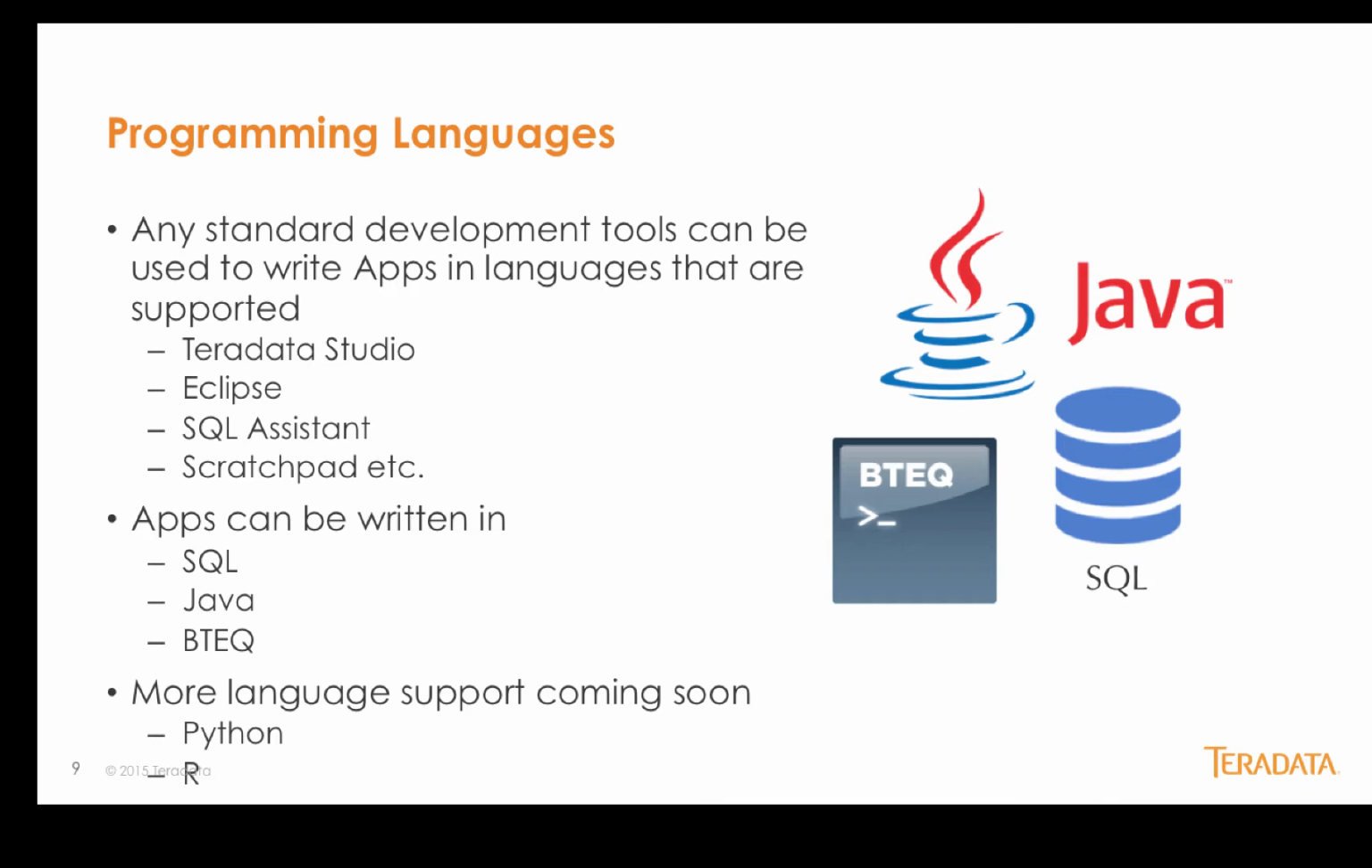Apps today can be written in three main languages: SQL, Java, and the Teradata BTEQ script. We're planning on multiple new languages in the future, such as Python and R, to be supported as well. So there's numerous languages that the actual business logic of applications can be written in and then uploaded and encapsulated within App Center and then shared and leveraged across the enterprise.